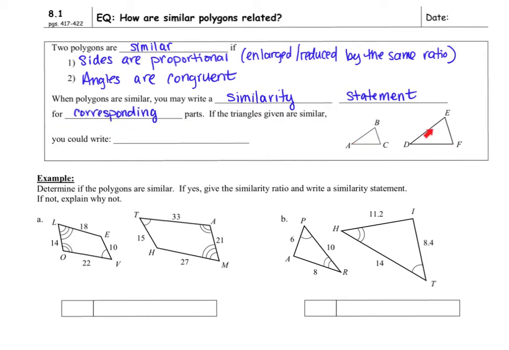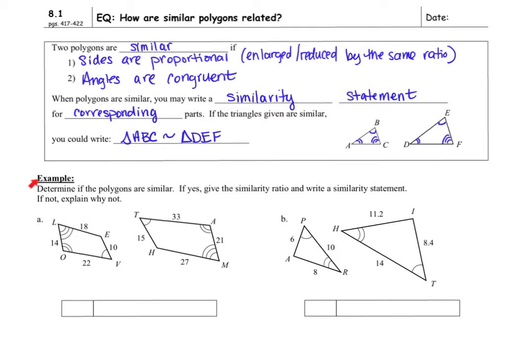When polygons are similar, you may write a similarity statement for corresponding parts. Let's take a look at this example. If these triangles are similar, we could write a similarity statement that says triangle ABC is similar to triangle DEF. This would mean that the sides are proportional, meaning this triangle would be an enlargement of this triangle, and all of their angles would be congruent.